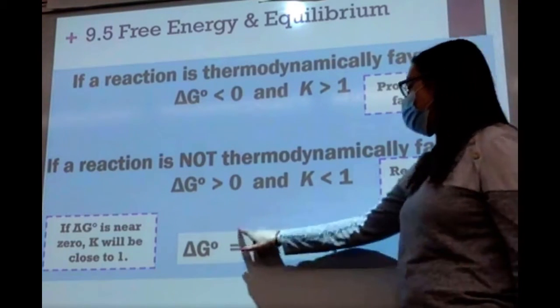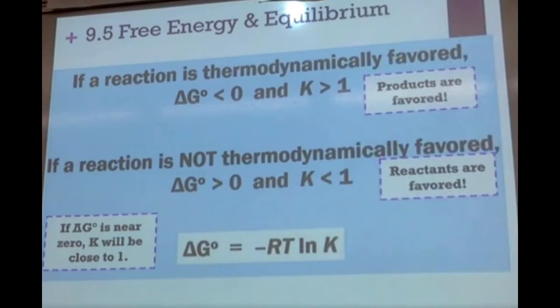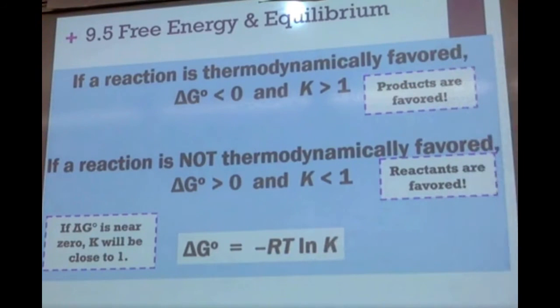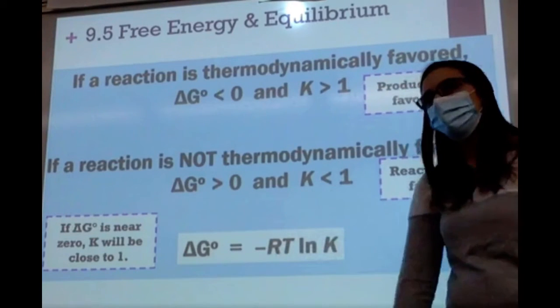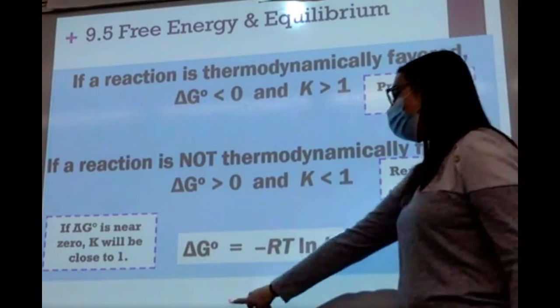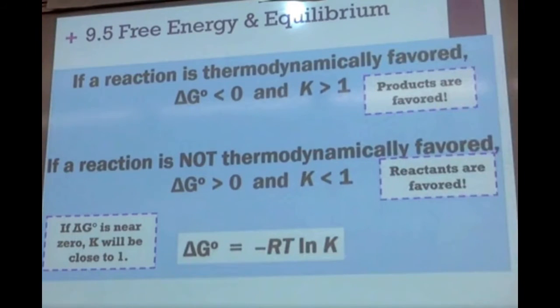And then the equation that relates delta G and K, the equilibrium constant, that's on your equation sheet. Delta G equals negative R times T times ln K. When you want to do anything with energy, you're going to use the R that has joules in it, 8.314. You can also solve for K. You divide by negative RT. You do e to the power, so e to the negative delta G over RT equals K. That's another way you can solve.